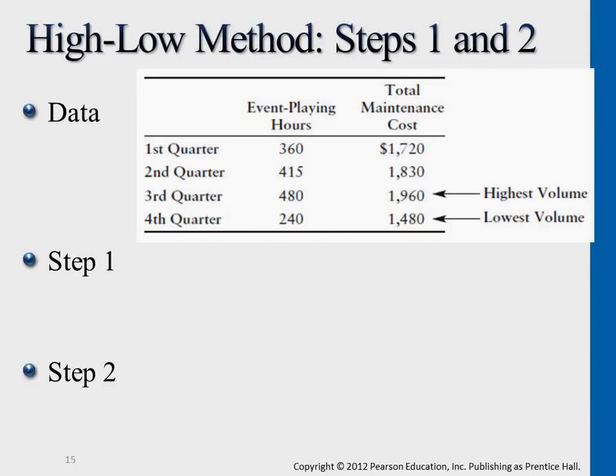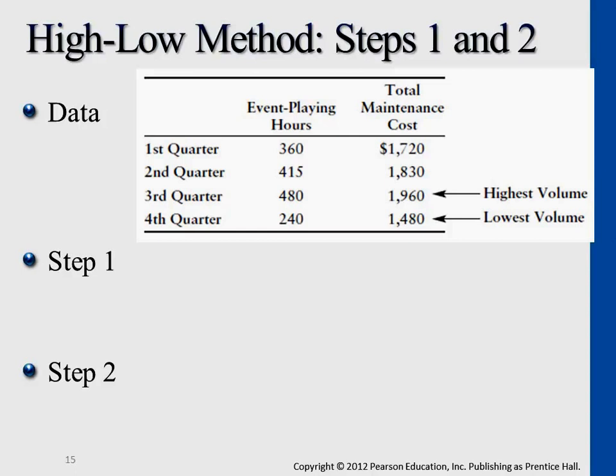Okay, so let's take a look at this example. You have different quarters of information on certain event playing hours. Remember, we were referring to a DJ services company. And let's say they have been using certain equipment for certain hours and they have to maintain the machine or maintain certain instruments. So this is the information of using the equipment and the cost of maintenance that incurred. So you can see the first quarter events have been used. Event playing hours is 360 hours and we incurred maintenance costs of 1,720.